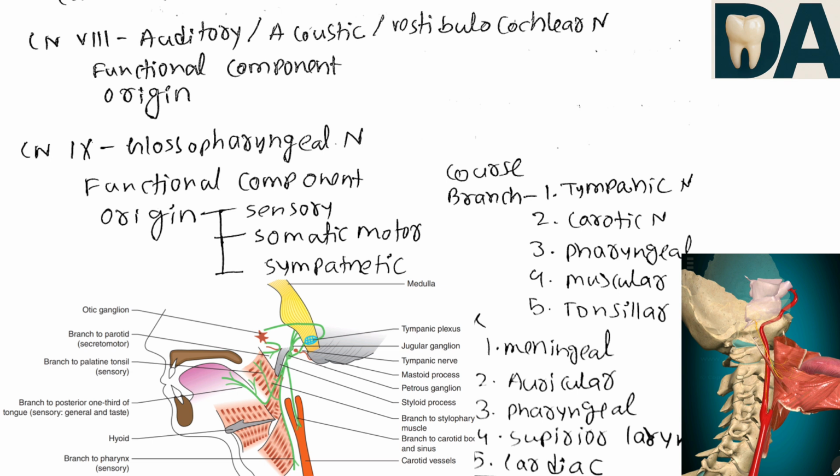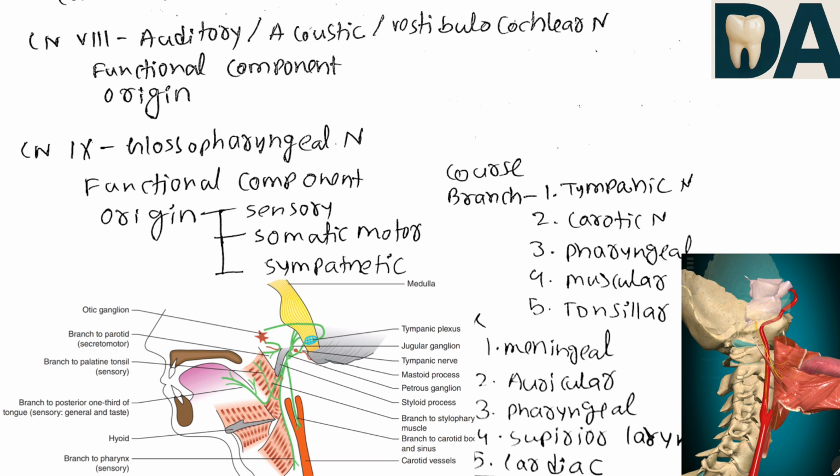Third is special visceral afferent, general visceral afferent and GSA fiber. They carry the taste fibers from the posterior one-third of the tongue and sensation from the mucous membrane of pharynx and the posterior one-third of the tongue.